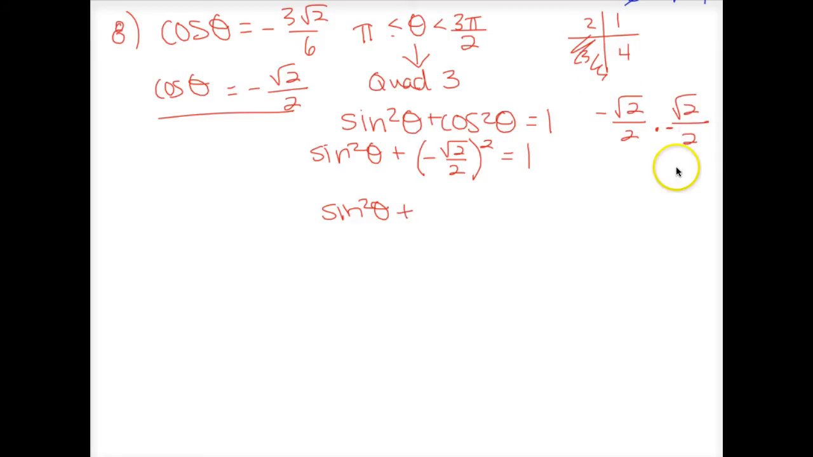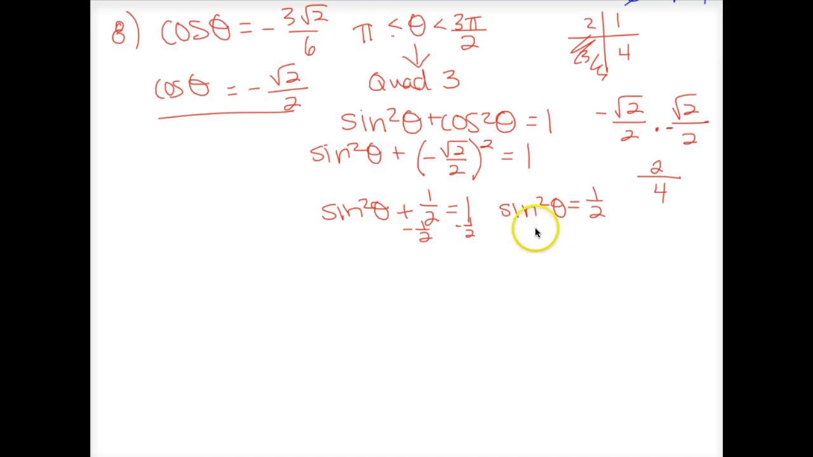So negative times a negative gives you a positive, so you know the answer is positive. Radical 2 times radical 2 is 2. 2 times 2 is 4. And 2 over 4 reduces to 1/2. So this is sine squared theta plus 1/2 equals 1. Now to solve, I need to subtract 1/2 on both sides. So sine squared theta equals 1/2.